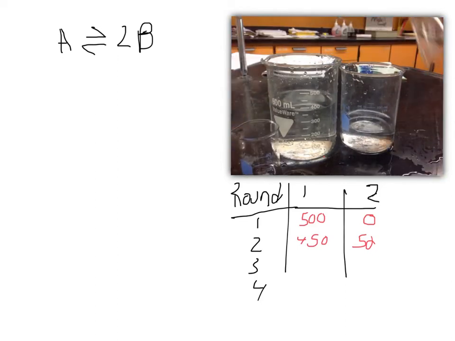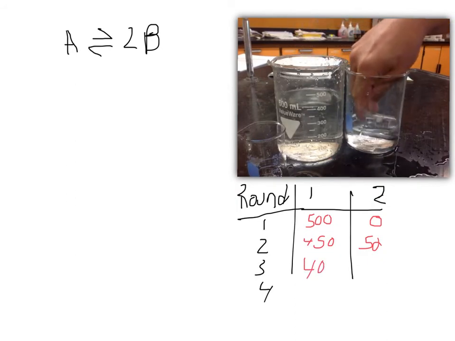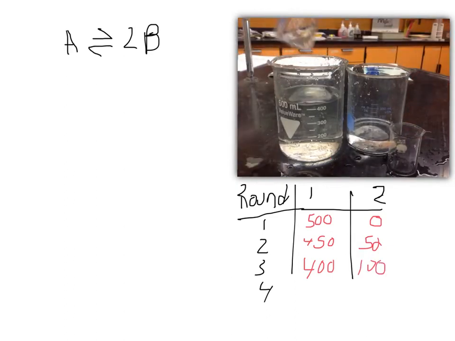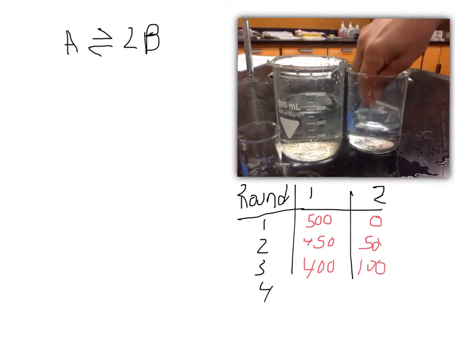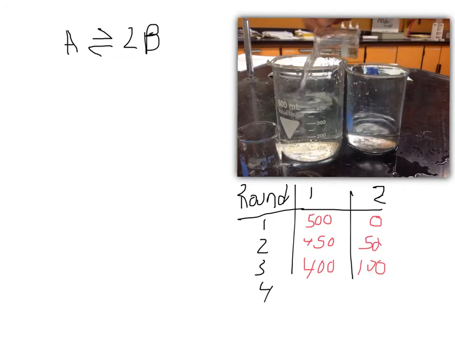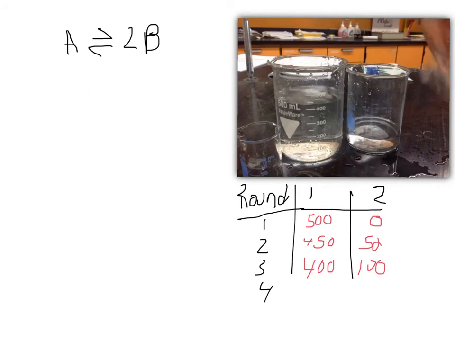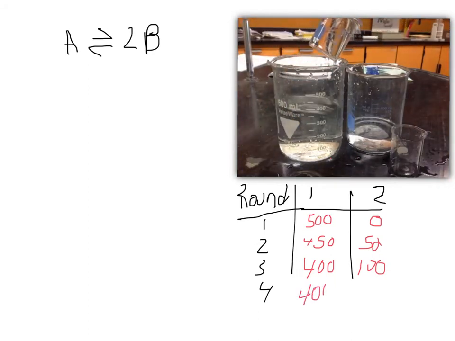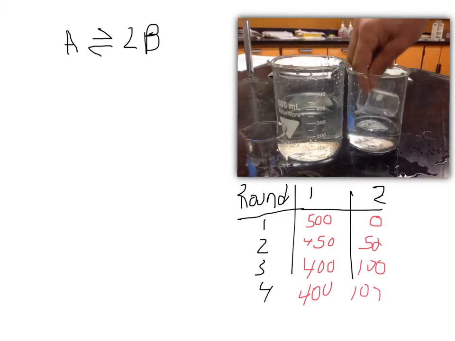Then we went to about 400, and the other one around about 100. And now you can see that the beakers are now both being completely filled each time. We're going to end our equilibrium at about 400, 100 doing this process. At the end of it, it's roughly 400, 100. It's not exactly, it's a little more like 425. But we're at equilibrium now.